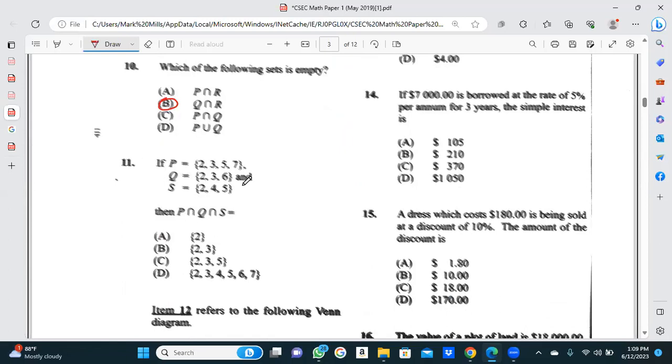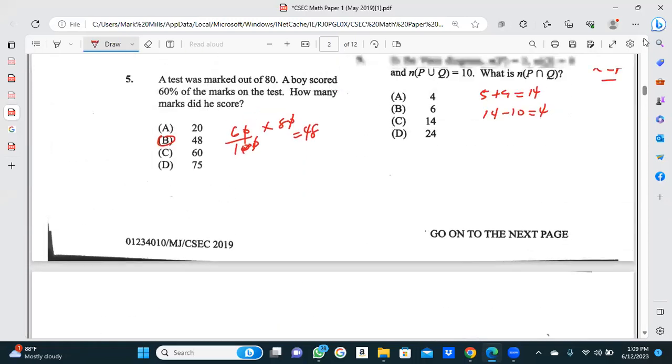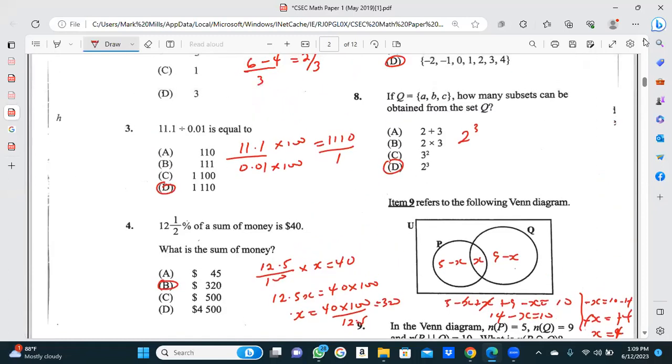Now, number 11. Sir, can I see number 8, please? Number 8. Yeah. 2 to the third. Thank you.